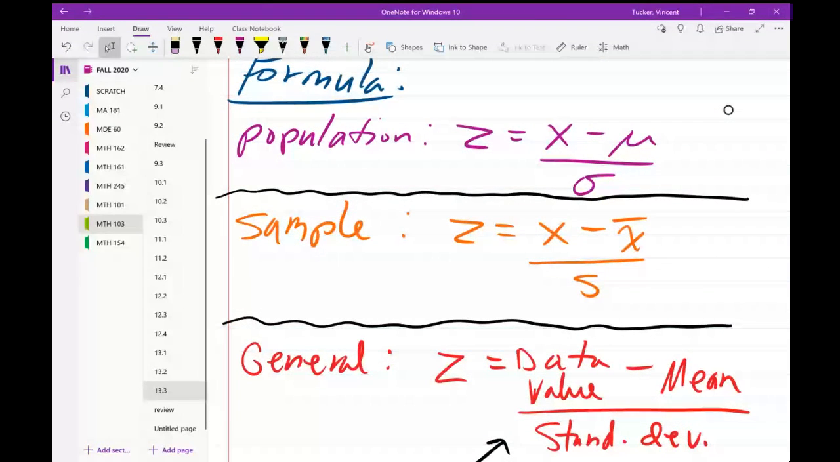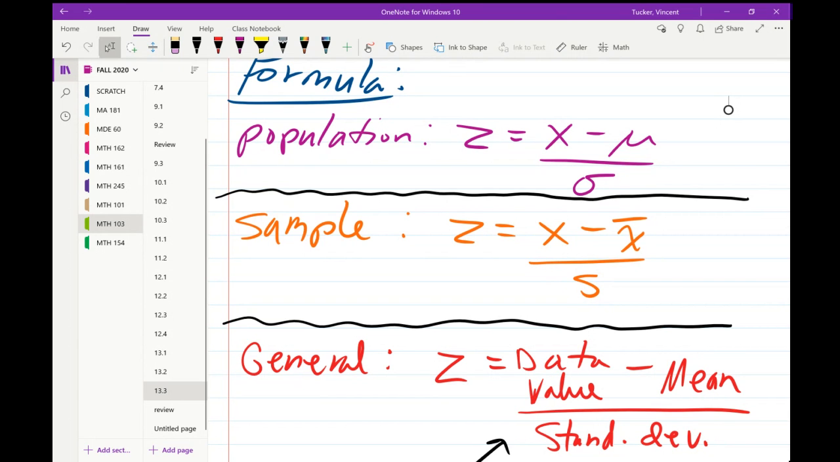All right, so our formula, remember we talked about the different notation that you would see in statistics. If it's population, your mean would be symbolized as something else versus your sample. So here we have your z-score being equal to x minus mu over sigma, and that's your standard deviation. I mean, your data value minus your mean over your standard deviation. And the same thing here, your data value minus your mean over your standard deviation.